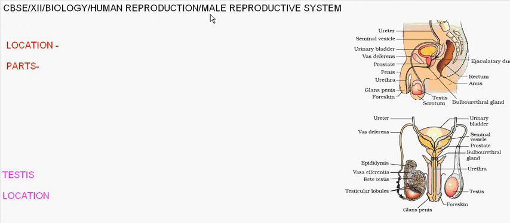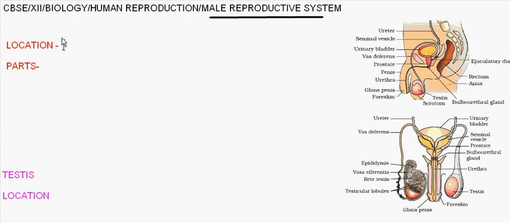Male reproductive system is part of human reproduction. As we know, human beings are unisexual, meaning in a human being, either the male reproductive system or the female reproductive system can be found.